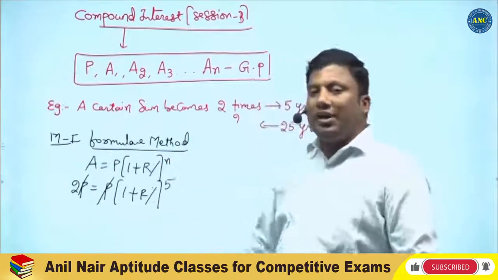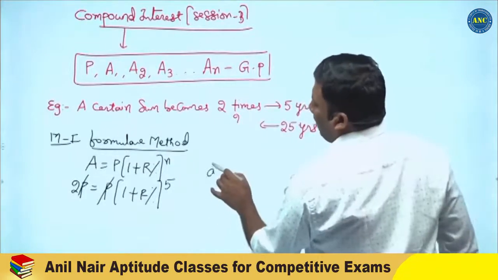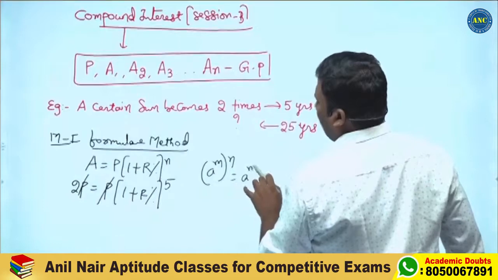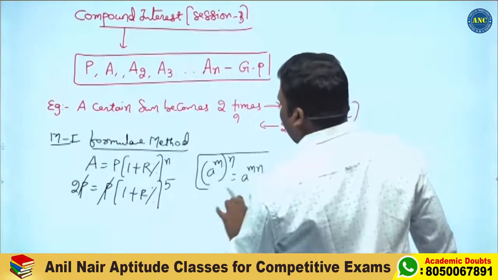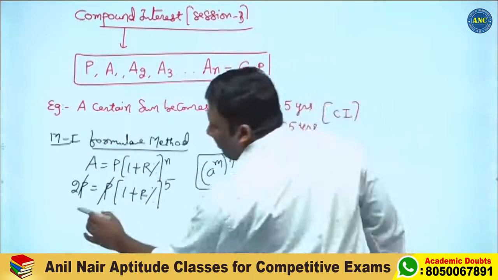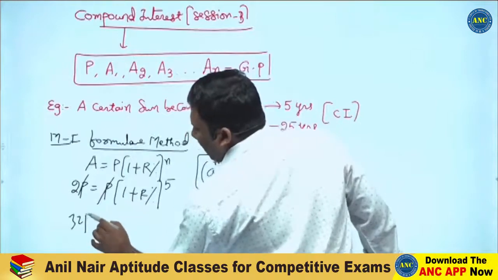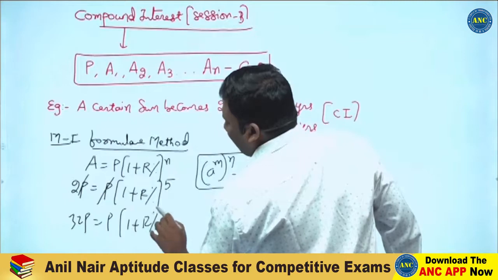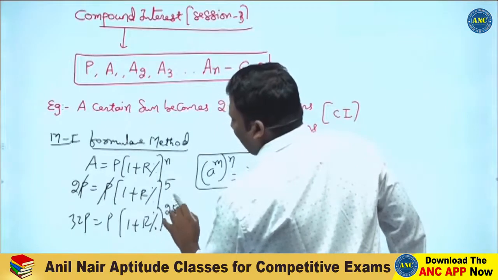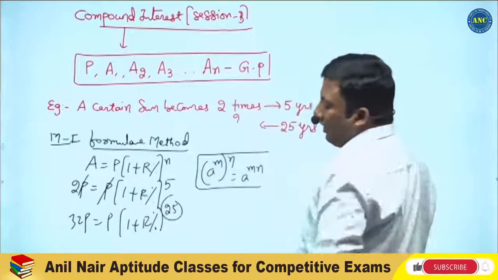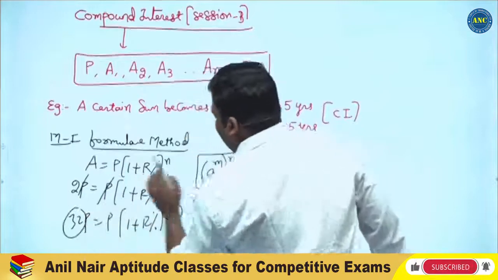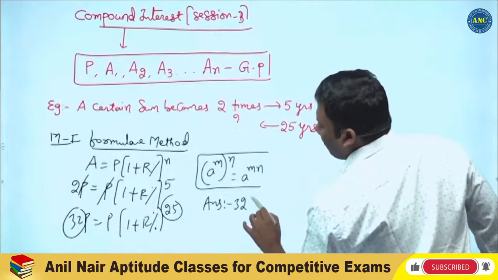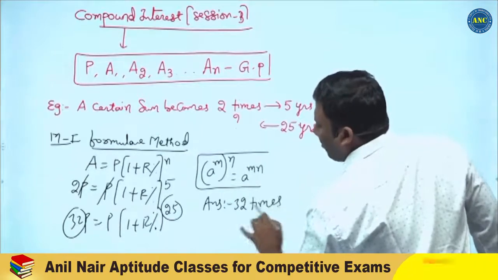It should become 25. So A power m, power n is A power m into n. So 5 should become 25, so raise it to the power. So 32P equivalent to P into 1 plus R percentage power 5, 5 times, since 5 fives are 25. That means in 25 years, how many times will it become? Answer is 32 times. This is the formula method.